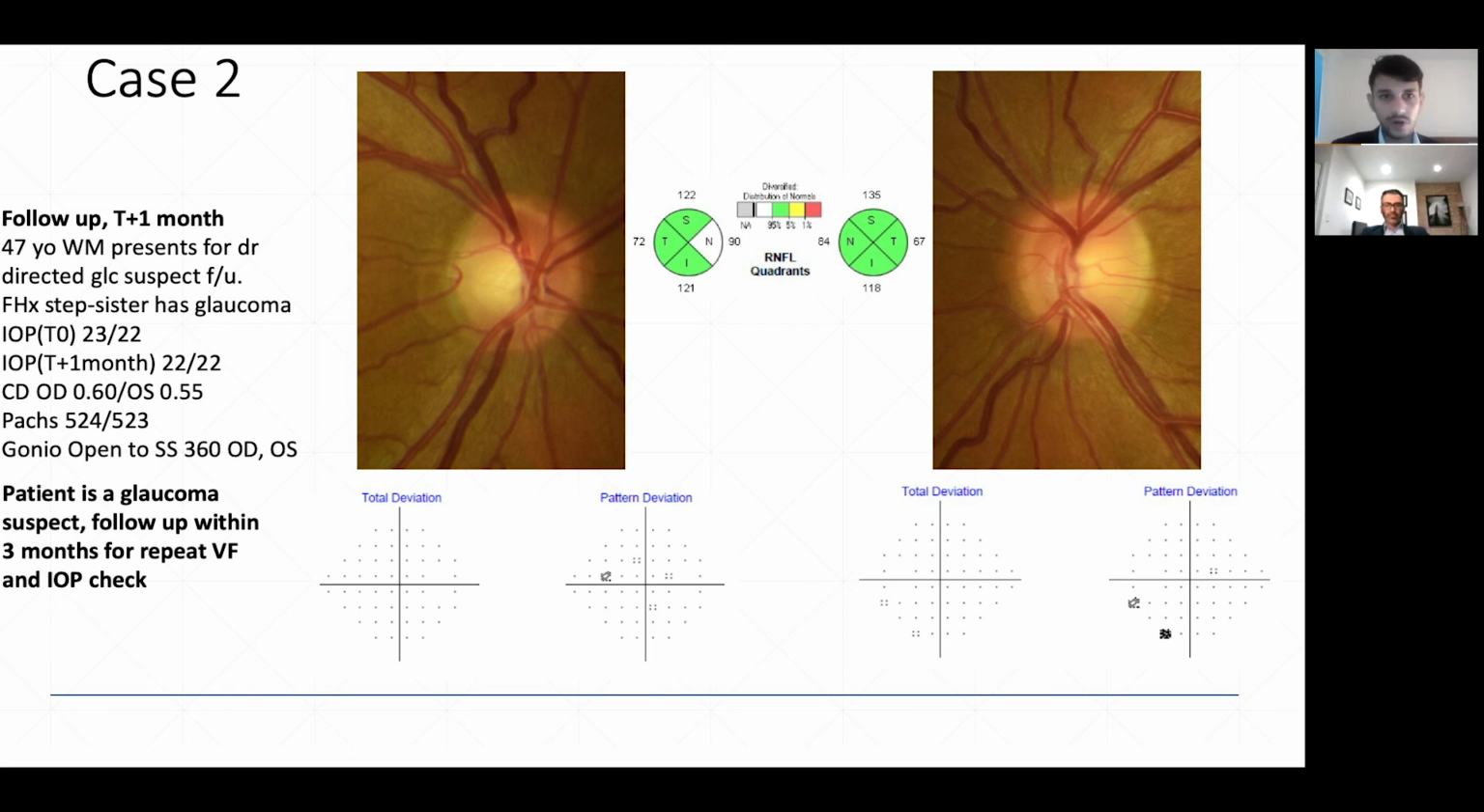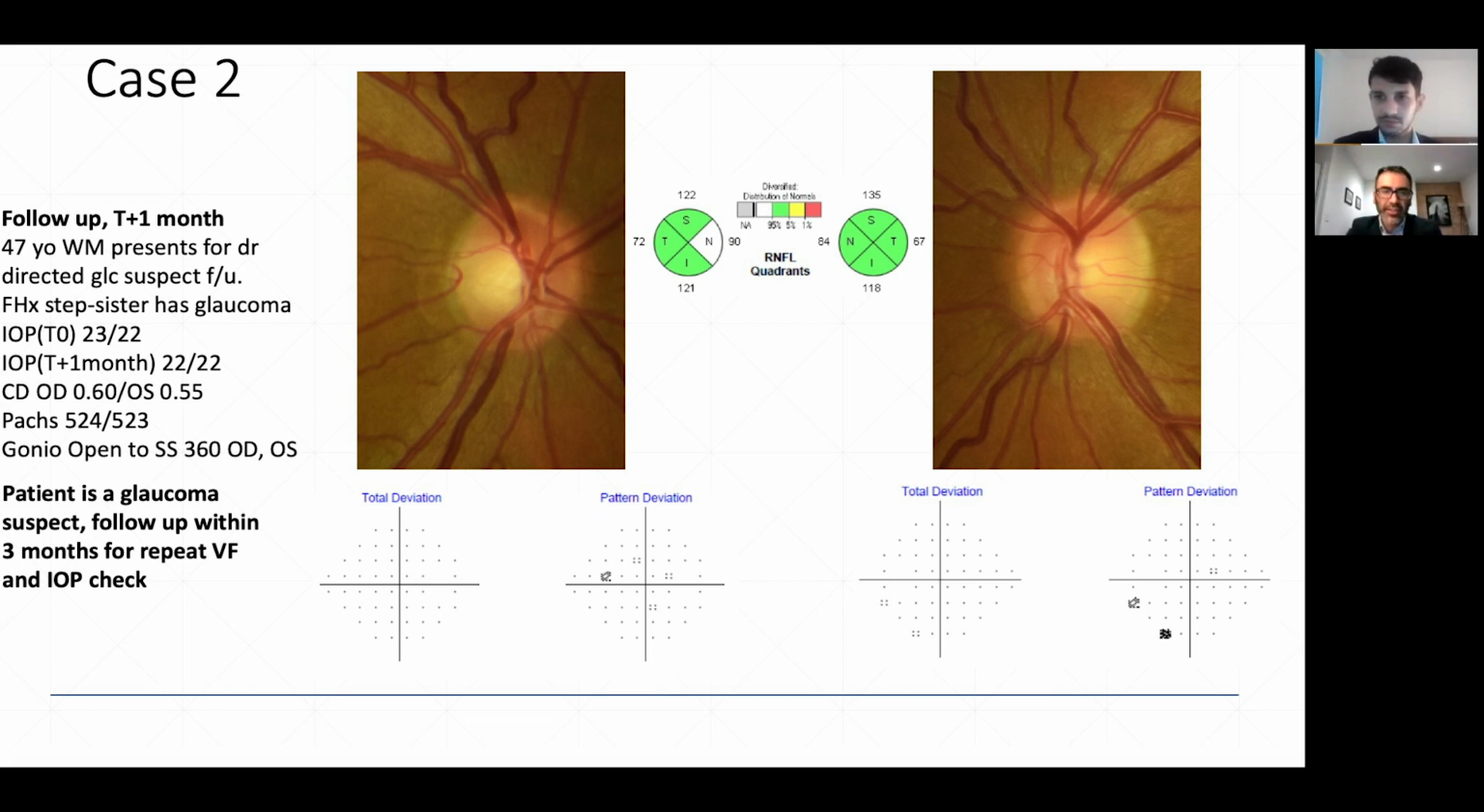So overall, this patient is still a glaucoma suspect, with a little bit of elevated IOP, but I don't see any definite signs of glaucoma. At this point, I'd say the patient's a glaucoma suspect, come back in about 3 months, and we'll repeat the visual field and check the IOP again. Any thoughts? Yeah, no, I think I'm in the same boat as you are.